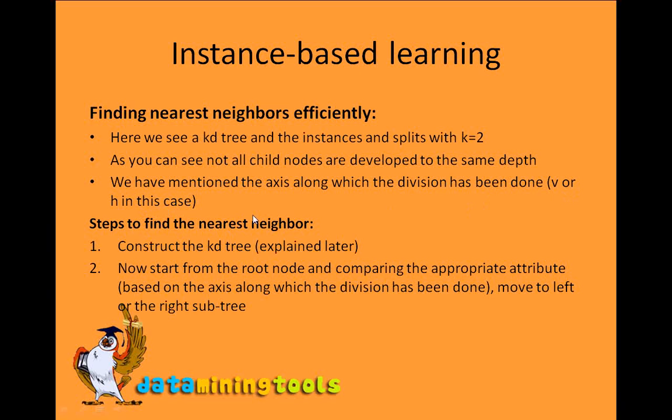Now the steps to find the nearest neighbor. The first step is to construct the k-dimensional tree, which we'll talk of later. Now given an unclassified instance, we start from the root node and compare the appropriate attribute and move to either the left or the right subtree. Basically the root node is compared with the unclassified instance based on an appropriate attribute. Which attribute we need to compare is based on the axis along which the division has been made.